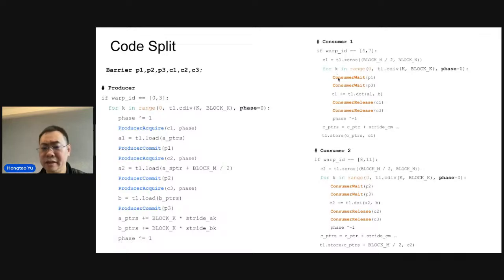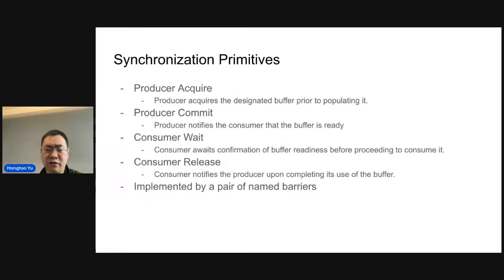On the consumer side, it tries to acquire the buffer once the data is ready there, and it does that through the consumer wait primitive. Once it gets its data, it continues the computation, and when the computation is done, it releases the buffer. Then it goes back to the producer. If the producer is still in the next loop iteration, it needs to wait for the consumer to release, and once the consumer has released, it continues populating the buffer with new data. So we have now covered these four very basic primitives.